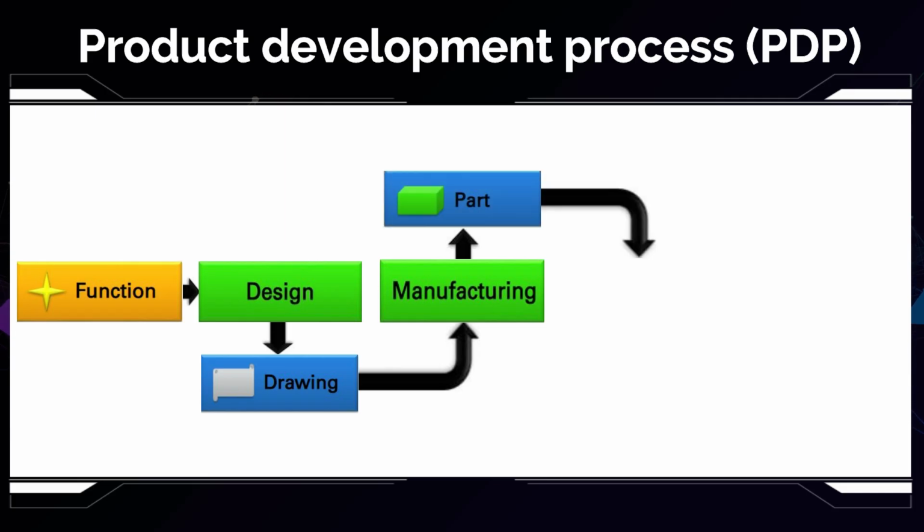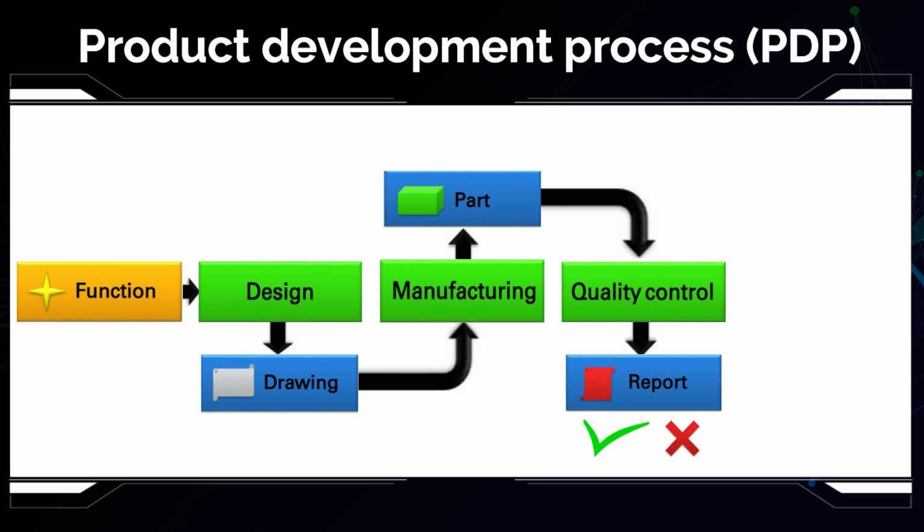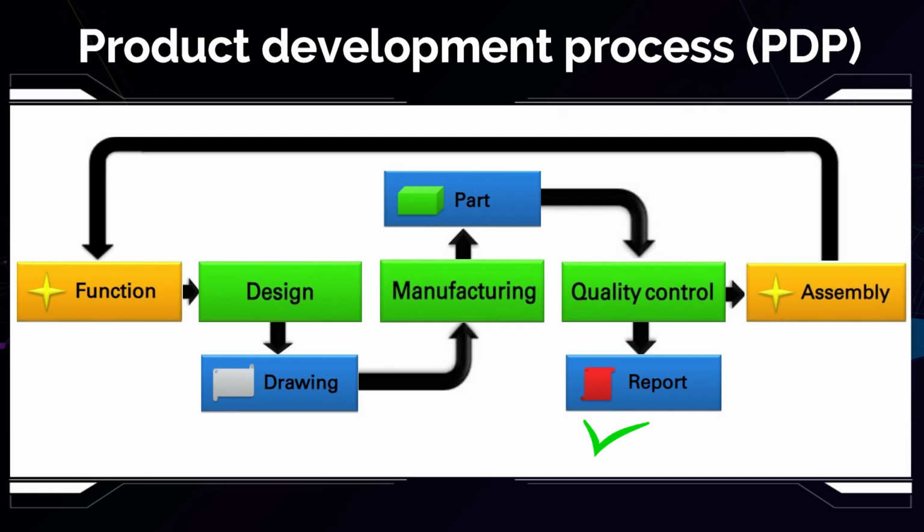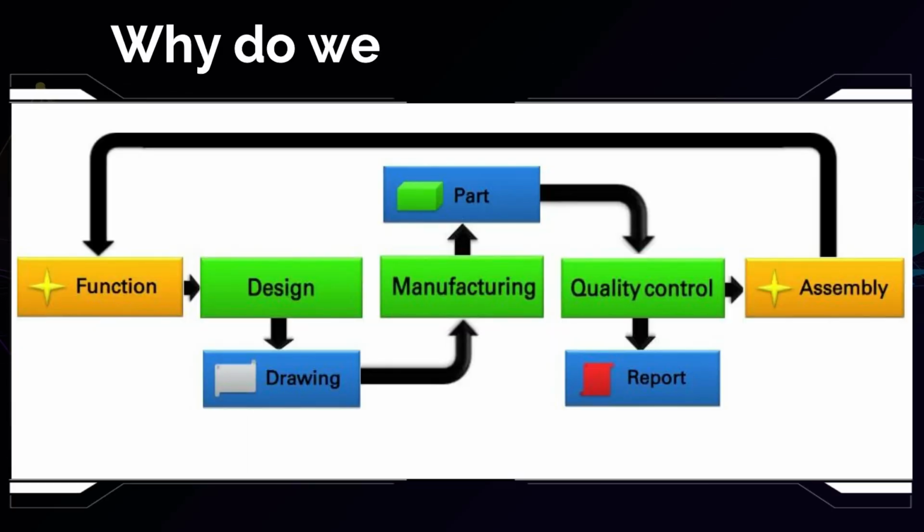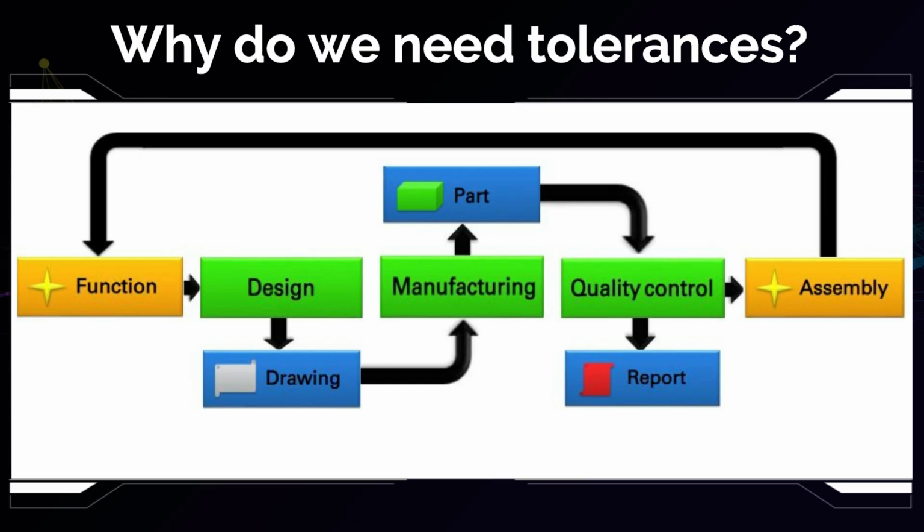This part goes to the next step, which is the quality control process. The quality control process measures the dimensions of the part and indicates whether the part is according to the drawing or not. So the output of the quality control process is a measurement report and a decision of okay or not okay. If the parts are okay, they will go to the assembly, and the assembly will then be tested for the function. If the function is achieved, then everything went well. But if the function is not achieved, then we have to find out where the error occurred in the whole process.